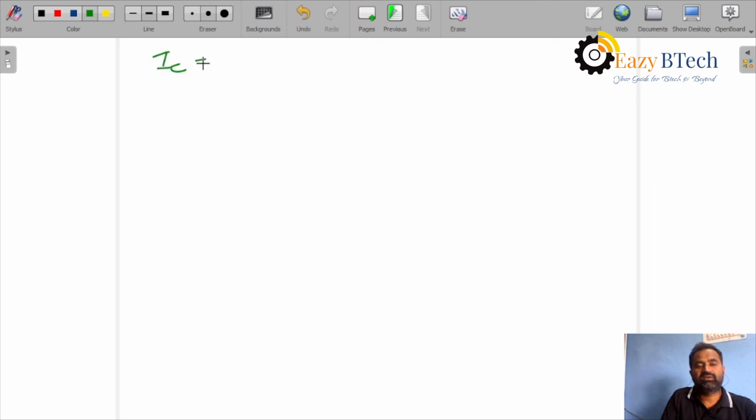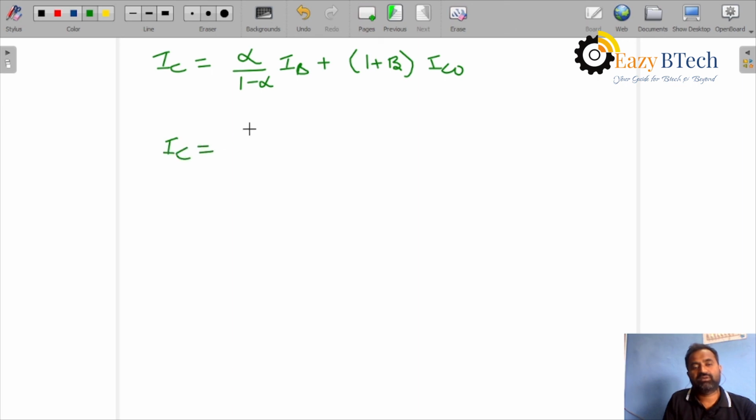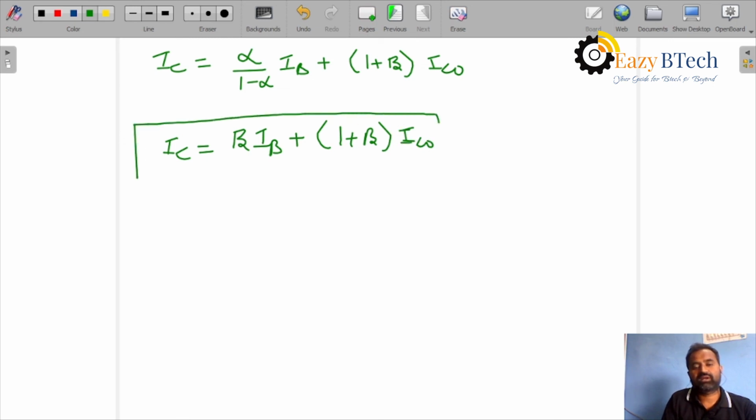Now we will write IC is equal to alpha by 1 minus alpha into IB plus 1 by 1 minus alpha, which can be written as 1 plus beta, into IC naught. IC is equal to beta IB plus 1 plus beta into IC naught. This is the total collector current.